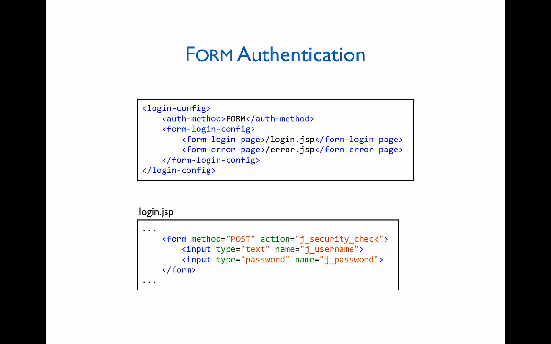When you indicate form authentication in the deployment descriptor, you are required to provide a form login config element. This element must contain locations of both a login page and an error page, should the login fail. As mentioned in the last slide, the login page must contain the HTML shown here, with these exact names for the action, j_security_check, and the parameters j_username and j_password.